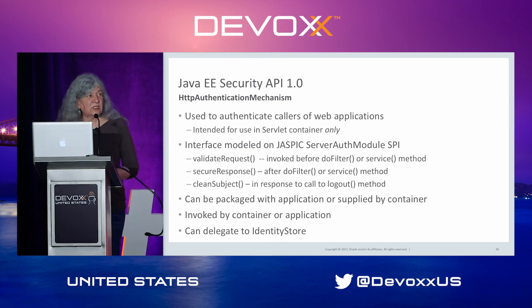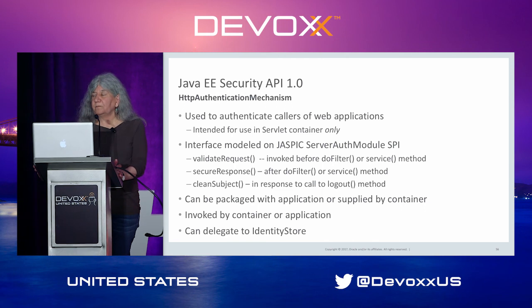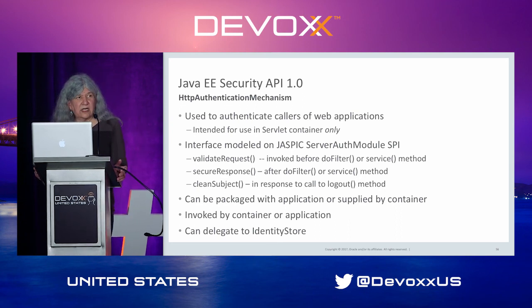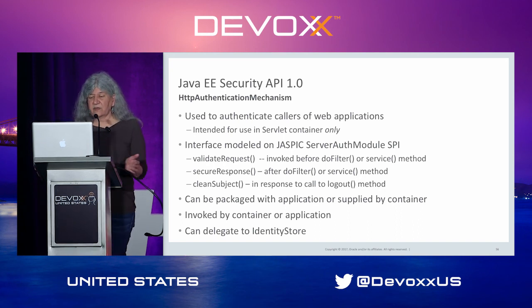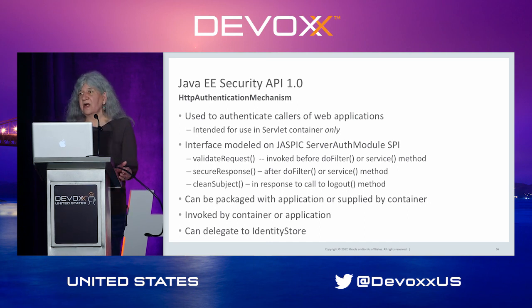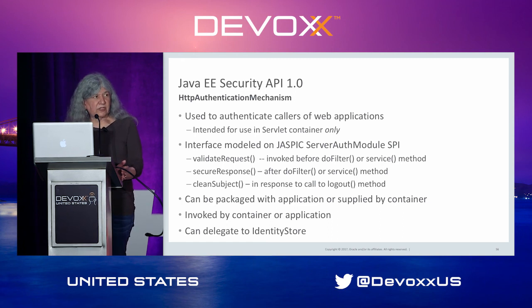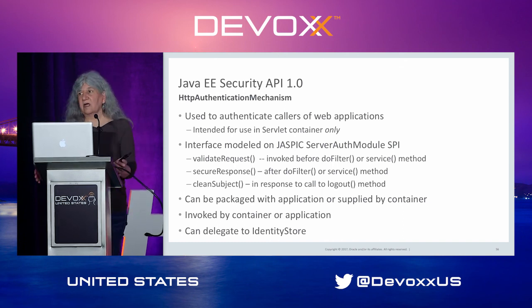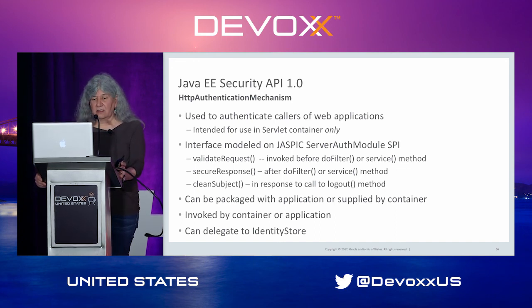Perhaps more important is the HTTP Authentication Mechanism API, which is intended specifically for the servlet container. And it's modeled on JSPIC. And the JSPIC API is intended to delegate to this. You write to the HTTP Authentication Mechanism API, which is simpler to write to, and you can define methods that are invoked. Validate request is invoked before doFilter or doService. So you can specify custom authentication in this method. Secure response is invoked after the termination of the filter and service methods. You could use this, for example, for encryption if you want it. And clean subject, which is used in response to logout, might allow you to clean up a user-specific state like cookies.